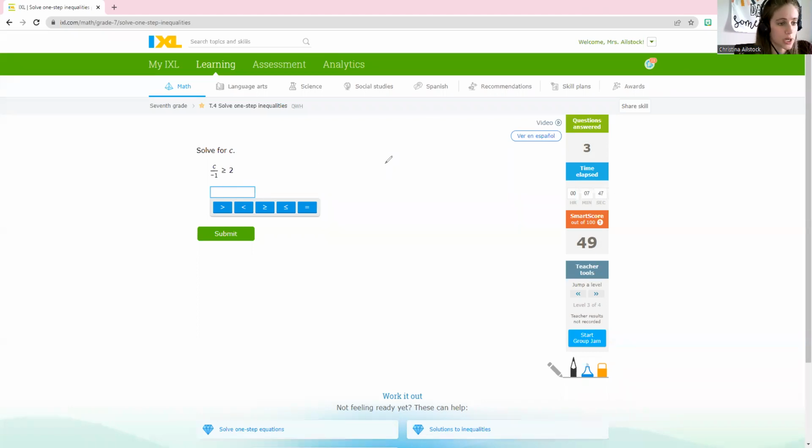Our problem here is we are solving for C. We have C divided by -1 is greater than or equal to 2. We're focused on our variable C. We want to get it by itself. Currently, C is being divided by a -1. What's the opposite of division?